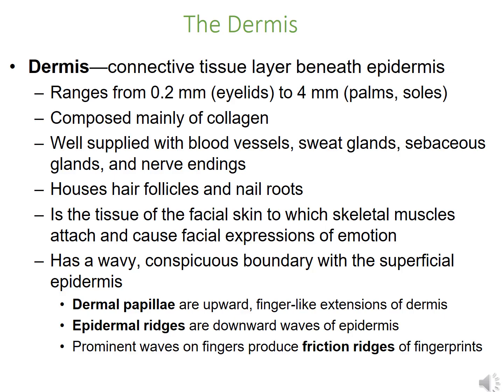The dermis is composed mainly of collagen and is well supplied with blood vessels, sweat glands, sebaceous glands, and nerve endings. It houses hair follicles and nail roots. It is the tissue of the facial skin to which skeletal muscles attach and cause facial expressions of emotion. It has a wavy, conspicuous boundary with the superficial epidermis.